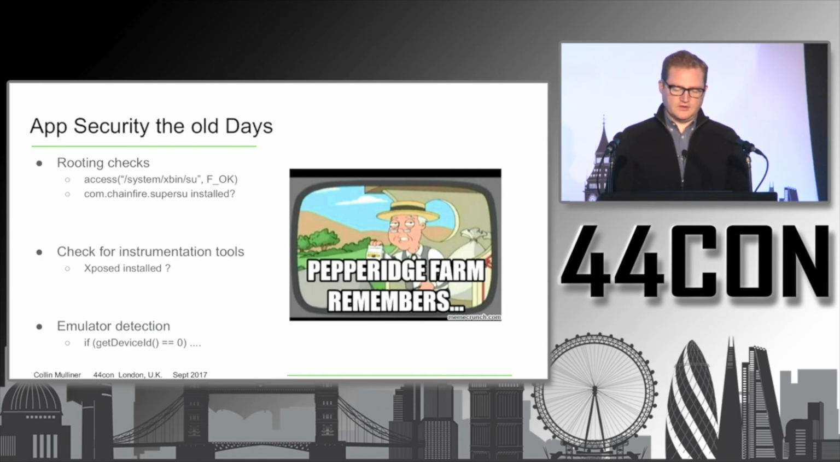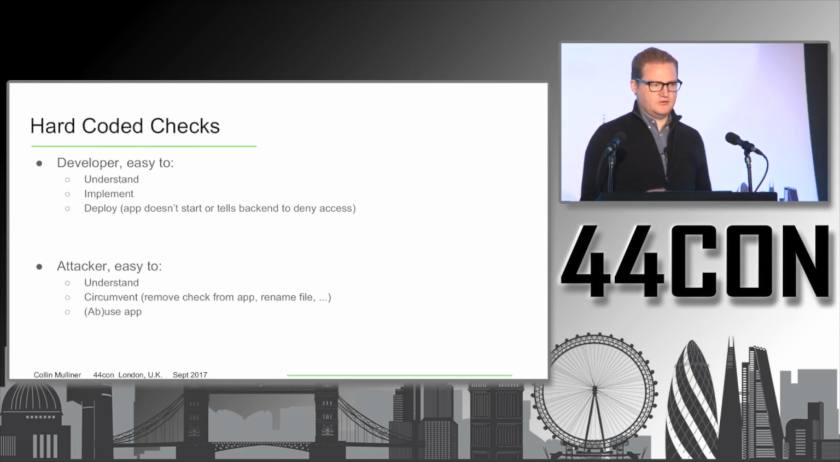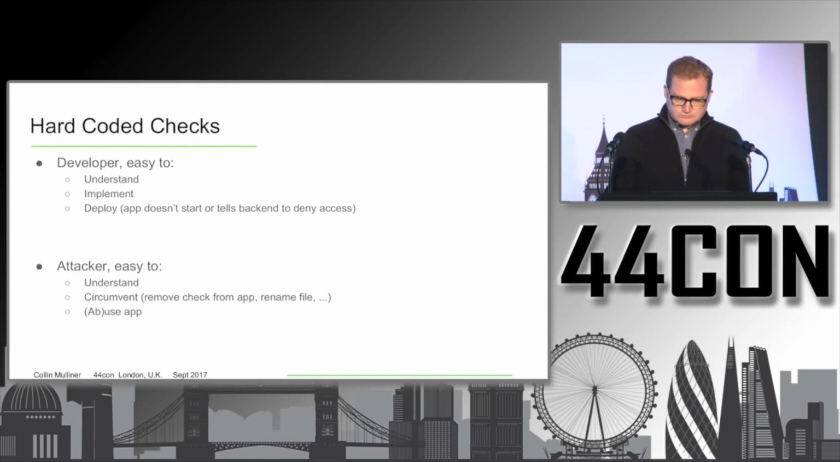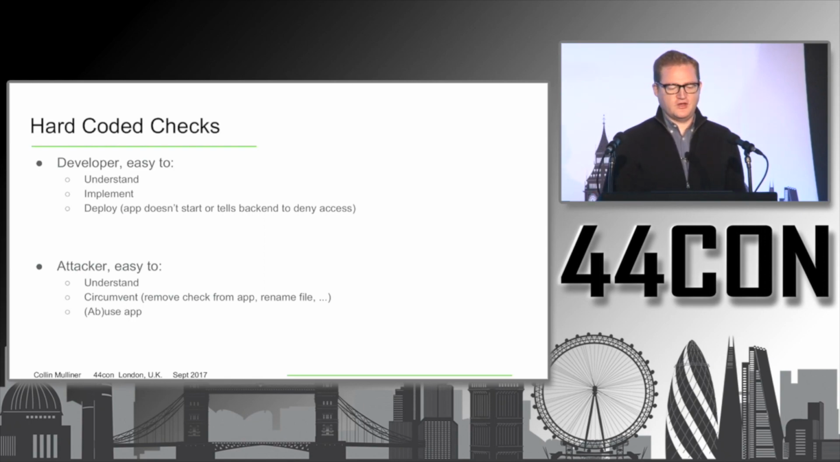Or is like, hey, is the device ID 0, that means I'm running in an emulator. So that's basically what every app back in the day used to do. But it's basically hard-coded checks. It's very easy for developers to understand: if I look for this binary, then I can just say, hey, you can't run. So hard-coded checks are really easy to understand, implement, and deploy. But for the attacker, it's also very easy to understand, circumvent, and then still abuse your app.